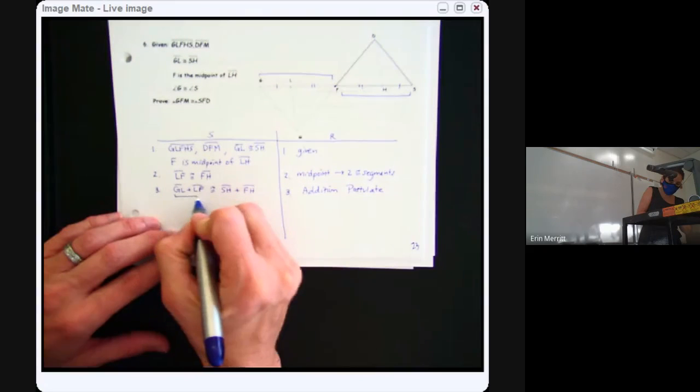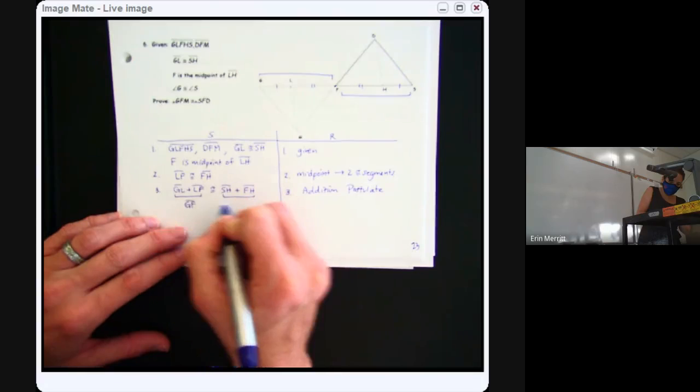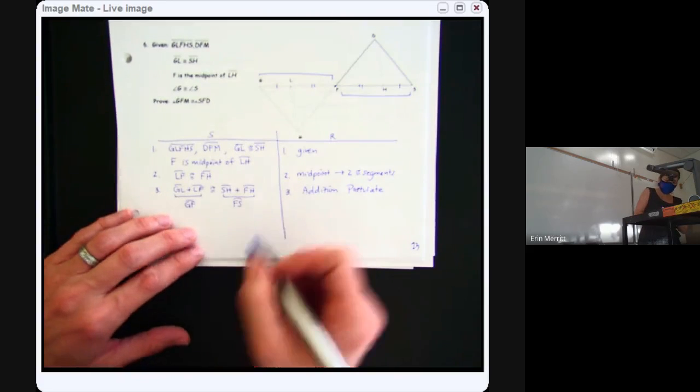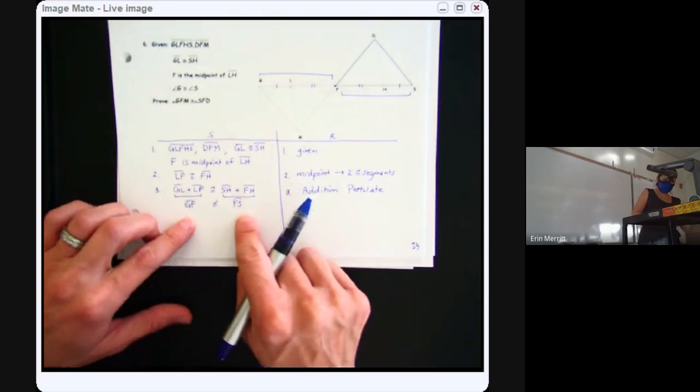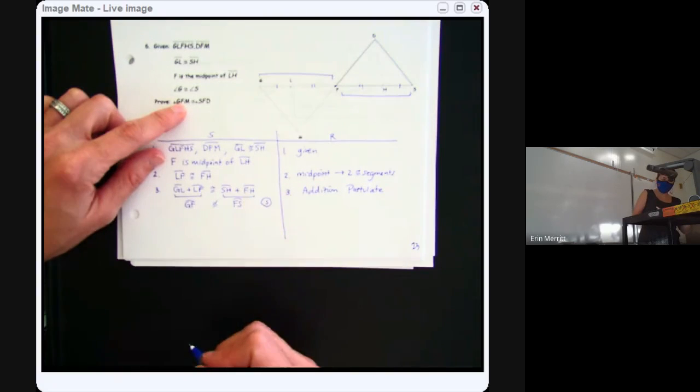I'm going to slide up just a little bit. Hopefully you can see everything okay. And then I'm going to rename it. This is now segment GF. That is now segment FS, or SF is fine too. And those are sides in the triangles I'm trying to prove. So I can say, now I've got a pair of sides. All right.